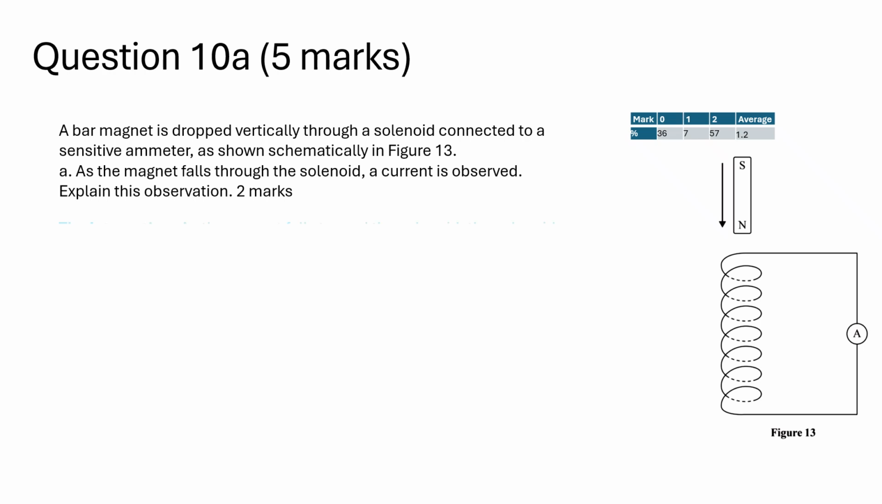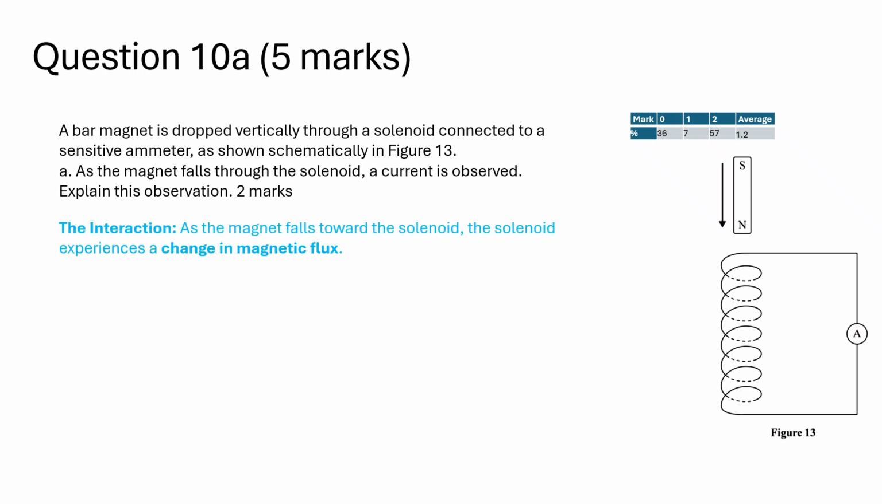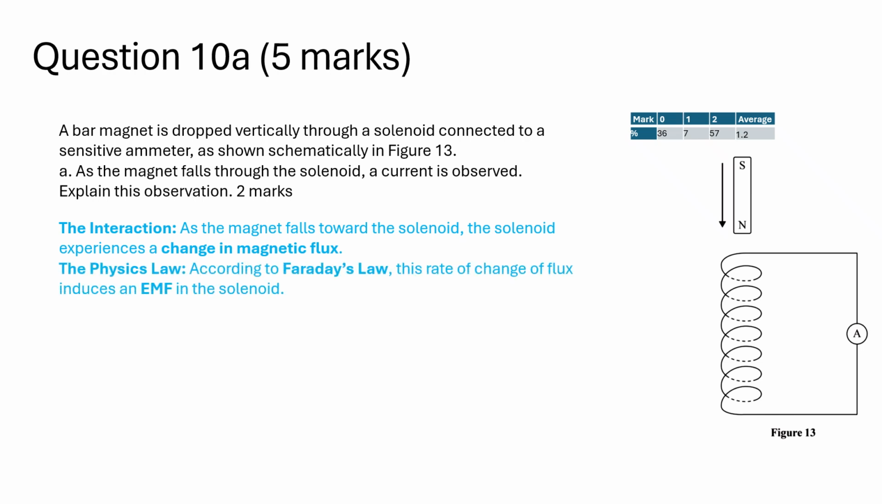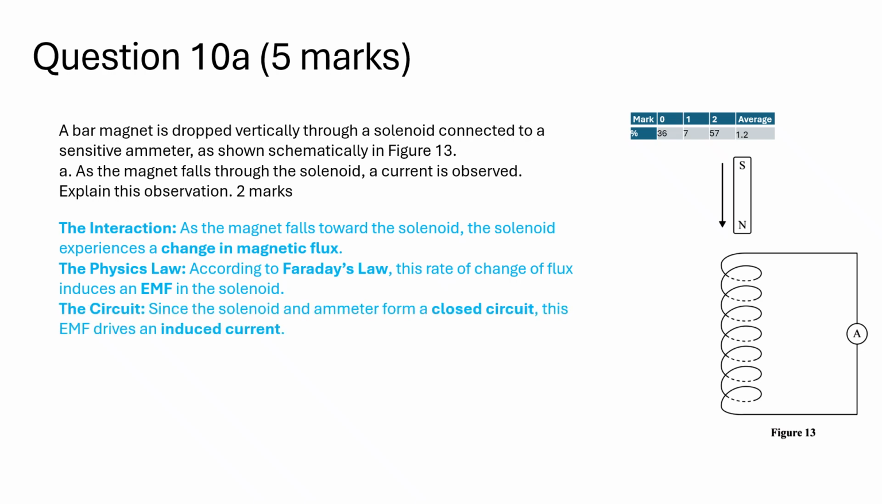The interaction: as the magnet falls toward the solenoid, it experiences a change in magnetic flux. The physics law: according to Faraday's law, this rate of change of flux induces an EMF in the solenoid. The circuit: since the solenoid and ammeter form a closed circuit, this EMF drives an induced current.